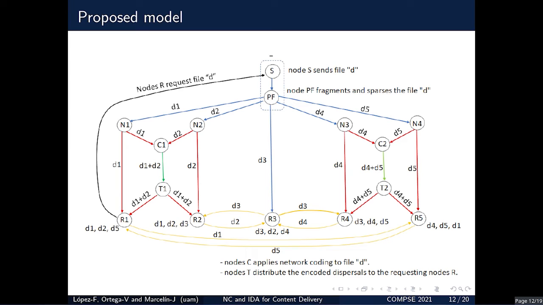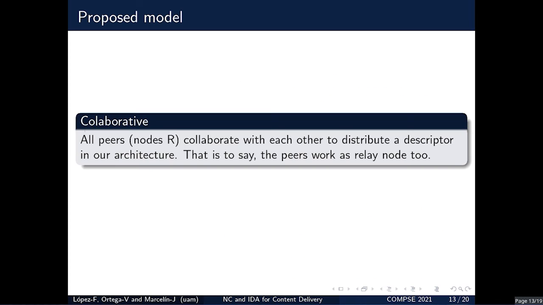Observe that the requesting peer R3 receives the descriptor from the node PF directly, and the nodes R create a thread to distribute the received descriptor to other peers. All peer nodes R collaborate with each other to distribute a descriptor in our architecture. That is to say, the peers work as relay nodes too.